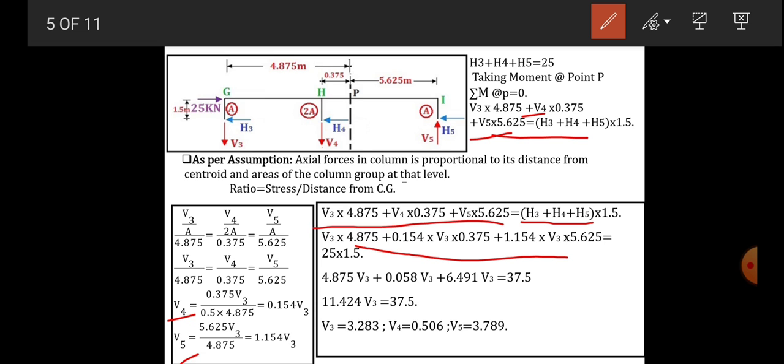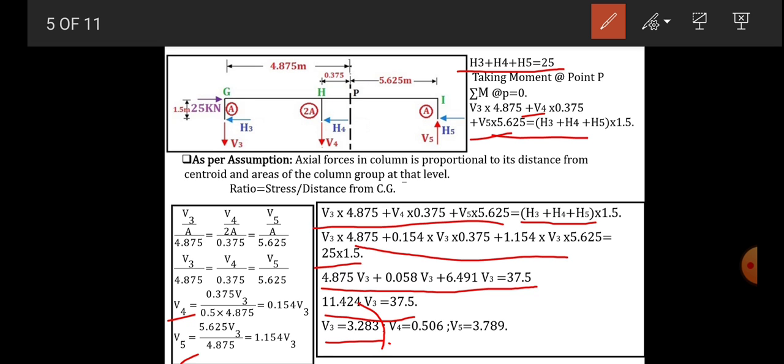Now see the right hand side. There is S3 plus H4 plus H5. So put this equal to 25 here, so it becomes 25 into 1.5. By simplifying, we have V3, and that V3 is equal to 3.283.